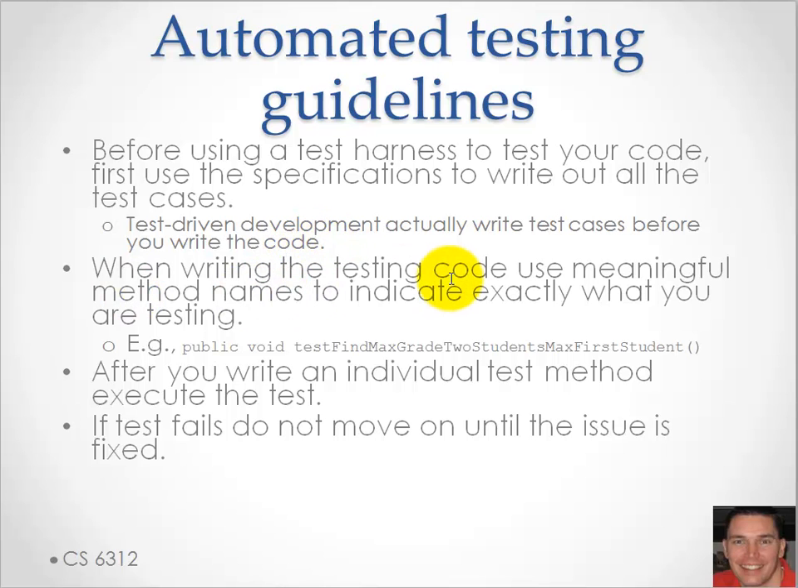When you write the testing code, use very meaningful method names. Notice here we have public void testFindMaxGrade2StudentsMaxFirstStudent. That way, when the test fails, if it fails, then I know right away probably what's going on there.